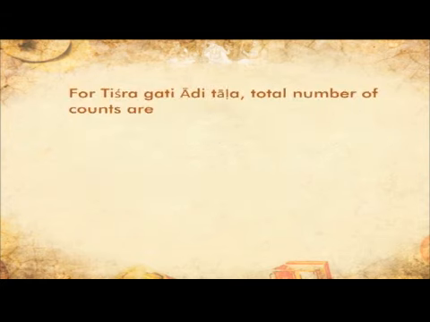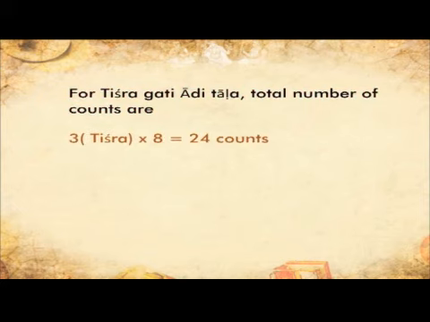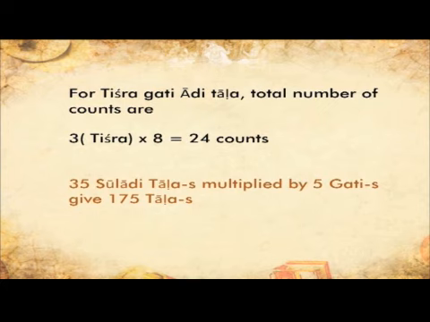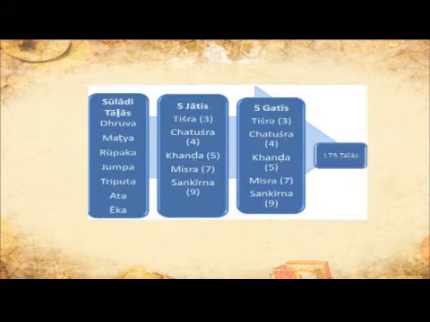Similarly, when we take Tishra Gati Aditala, the total number of counts will be 3, Tishra variety, into 8, which is equal to 24 counts, and so on for the other gatis. There are 35 Suladi talas. When multiplied by 5 gatis, this gives us 175 talas. Permutations and combinations of these talas, jatis and gatis make 175 talas.